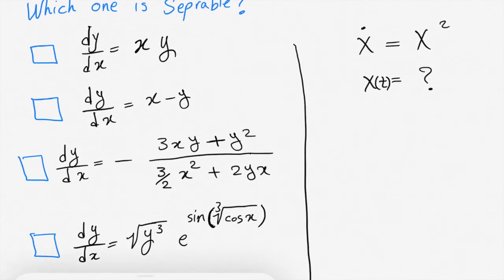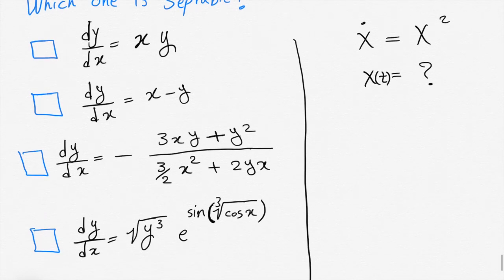So if we have this form, then we call it separable. Now we want to try to see which one of these is a separable differential equation. You can write here dy over dx is equal to xy, which clearly is equal to f of x times g of y, therefore this is a separable differential equation.